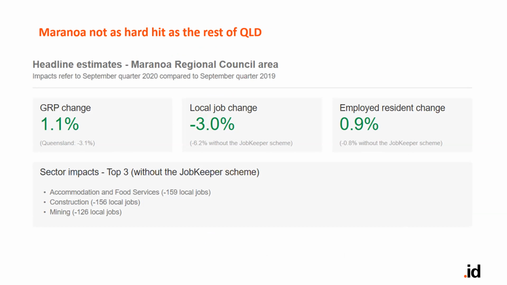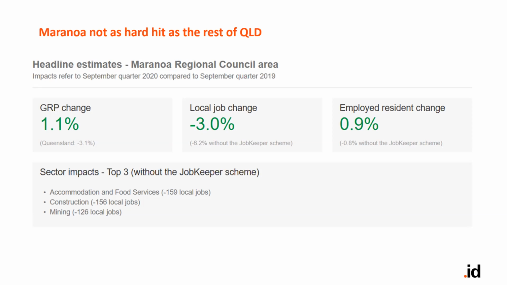And we can see here, when we look at your GRP change, we are comparing September of last year to September of this year. So this is pre-COVID, this is after COVID. What this is telling me is that even despite COVID, you've grown 1.1% on what you had September last year. So the economy is performing well. When we look here, Queensland as a whole has fallen 3.1% compared to September of last year.